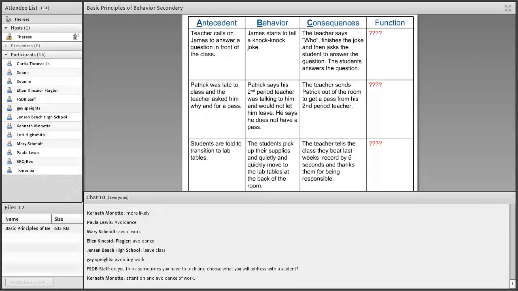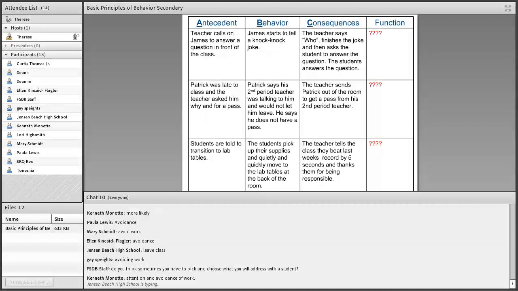Florida School for the Deaf and Blind. Do you think that sometimes you have to pick and choose what you will address with a student? Absolutely. You got to pick your battles. So particularly doing these brief assessments of the function of behavior, this comes in handy when a student has a persistent problem. So this might be a behavior that has occurred a few times in a short time period, something that you sense is going to be problematic with the student.